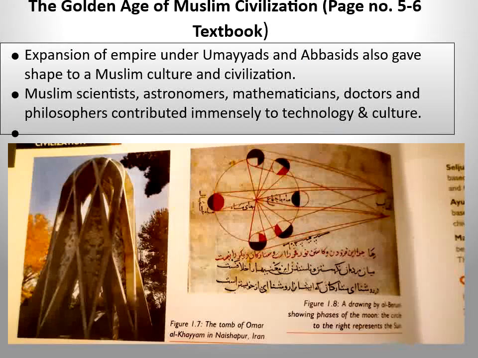It is page number 5 and 6 of your textbook. So, the golden age of Muslim civilization. I've attached some pictures for your guidance as well, and these pictures are from your textbook, by the way, and you can see them in the textbook too. The expansion of empire under the Umayyads and Abbasids also gave shape to Muslim culture and civilization. Muslim scientists, astronomers, mathematicians, doctors, and philosophers contributed immensely to technology and culture. Immensely means highly. They did so well, they did so much. So, moving to the next slide.